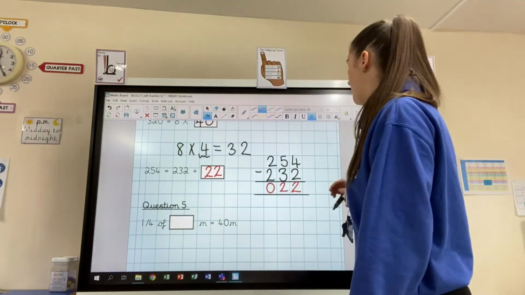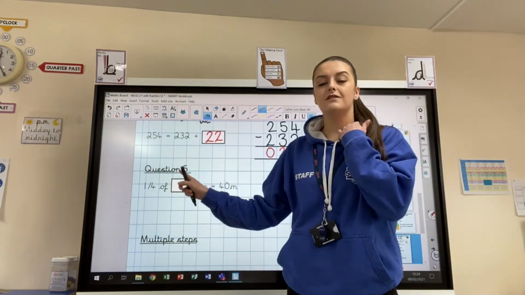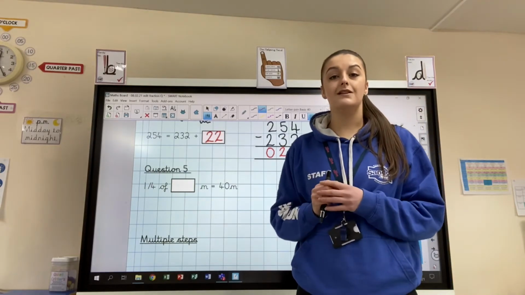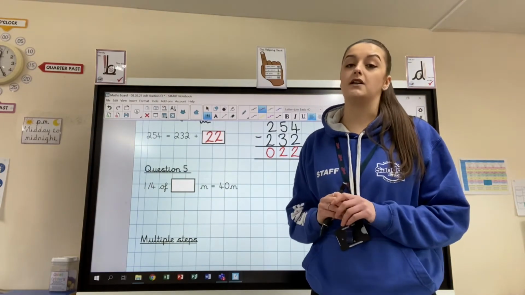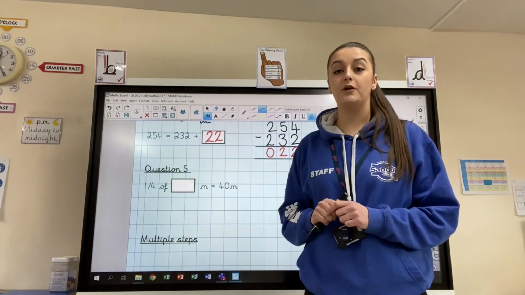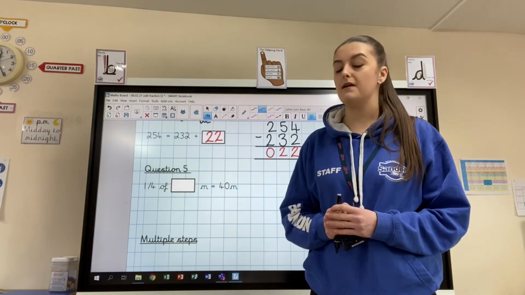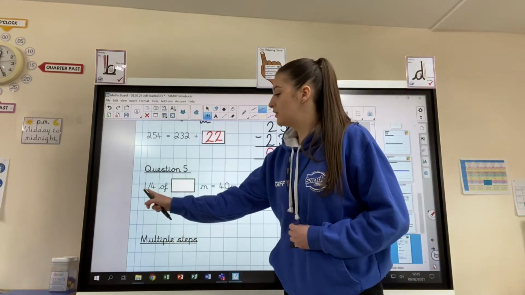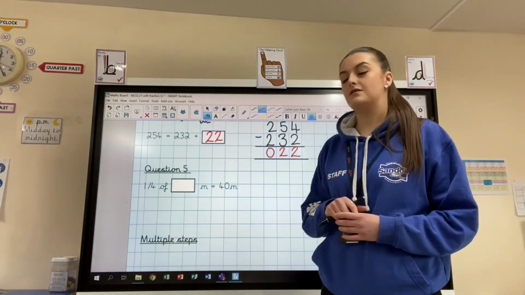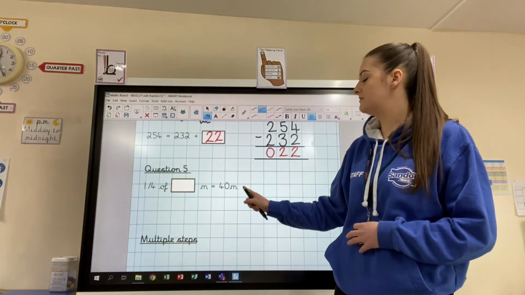Okay. Now I have spotted on your section A quite a tricky question that I think some of us might struggle with a little bit because we've not done these types of questions in school yet. Now question 5, if you want to get your book in front of you, we can work this one out together. Okay. So it says a quarter of something equals 40 metres. So a quarter of something metres equals 40 metres.